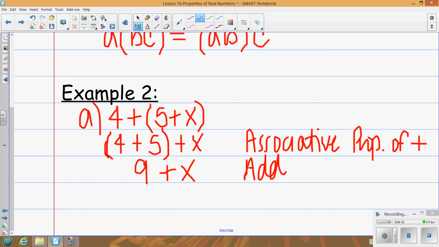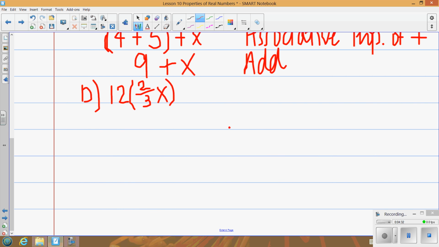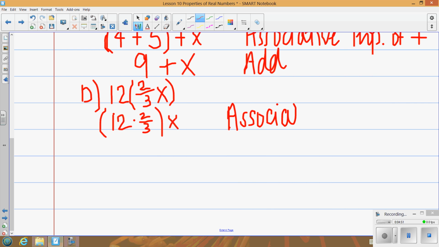Let's look at one more example here. What if I have 12 times 2/3 times x? Basically, we already know that we can just multiply the 12 and 2/3, but the reason why we can do that is because of the associative property. I'm allowed to change the grouping. I'm allowed to multiply those first and then multiply them by x because of the associative property of multiplication, because the operation is multiplication.